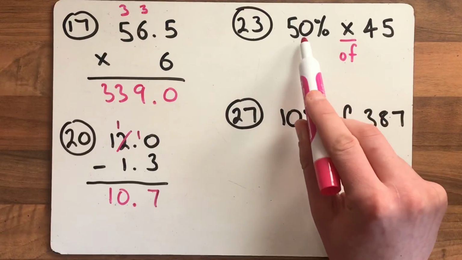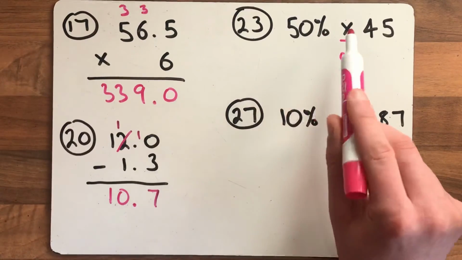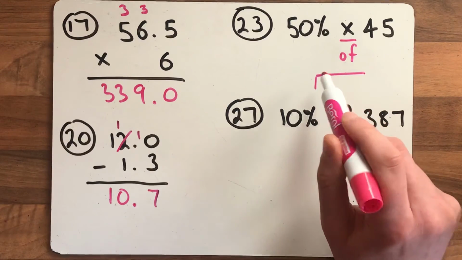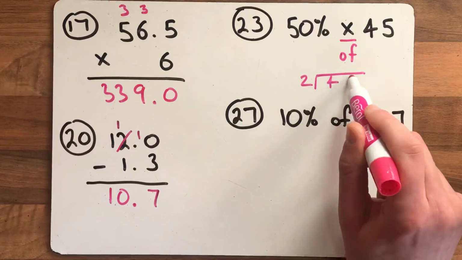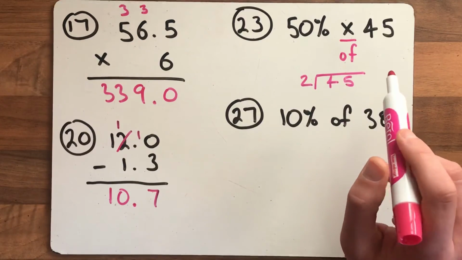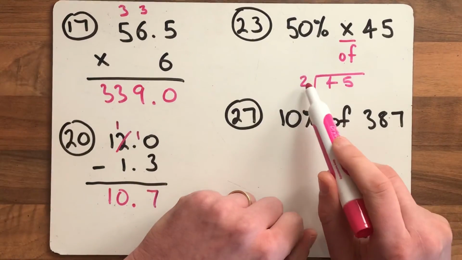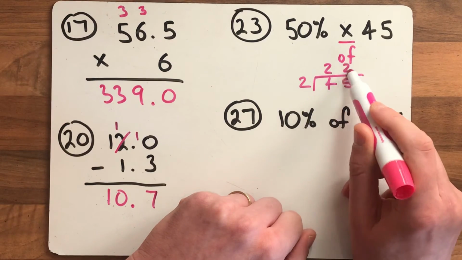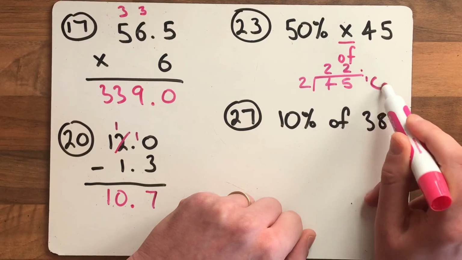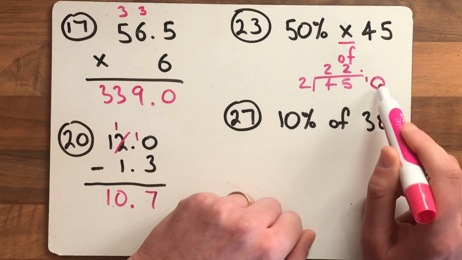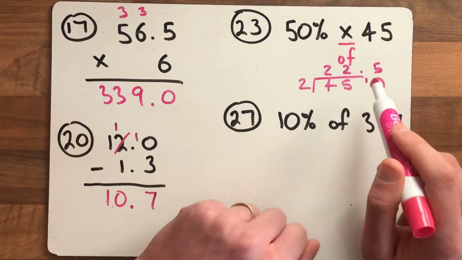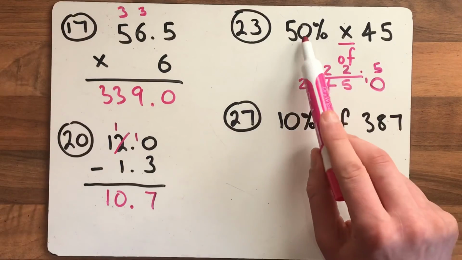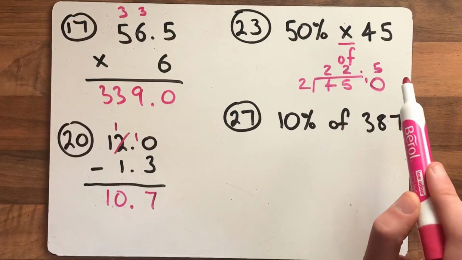So remembering that 50% is the same as a half, there are two 50s in 100%, so a way we can work this out is dividing it by 2, splitting 45 in half. So how many times does 2 go into 4? Twice. How many times does 2 go into 5? Twice. With 1 left, we can create a decimal now by adding that 0 in. How many times does 2 go into 10? It's 5. So 50% of 45 is 22.5, or 50% times 45 is 22.5.